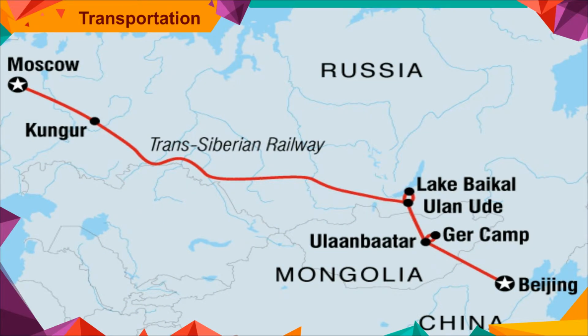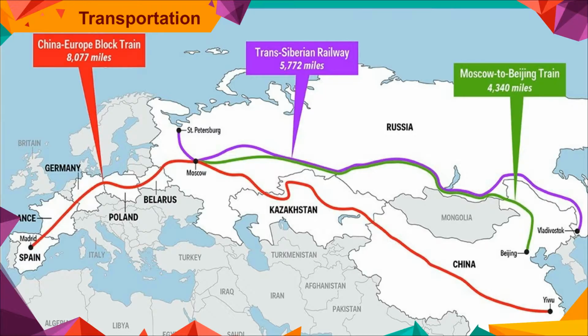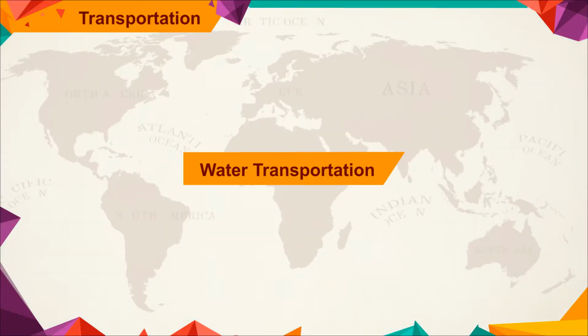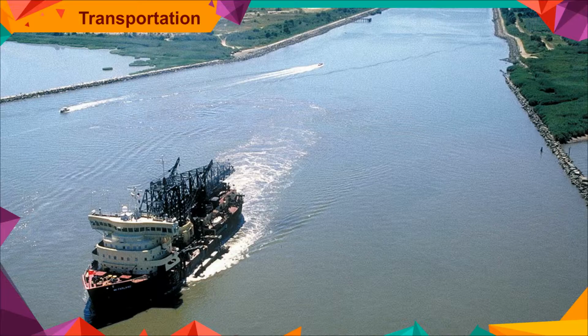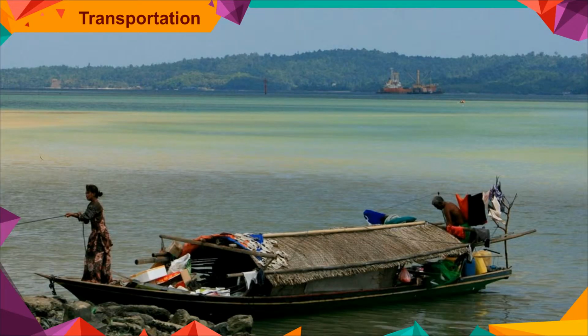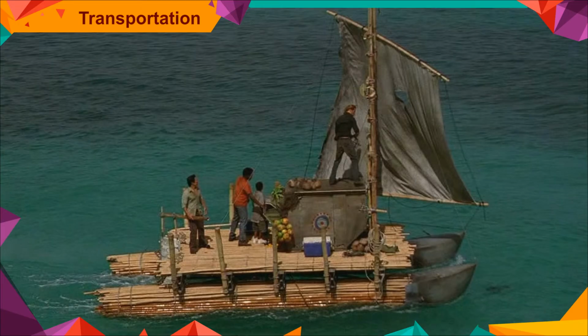The Trans-Siberian Railroad extends from Moscow and passes through Siberia to the port of Vladivostok on the Pacific Ocean. It is the longest railway in the world, which covers 9,289 kilometers. Water transportation. Waterways are the earliest means of long-distance transport. Long time ago, people used boats and rafts to go from one place to another.